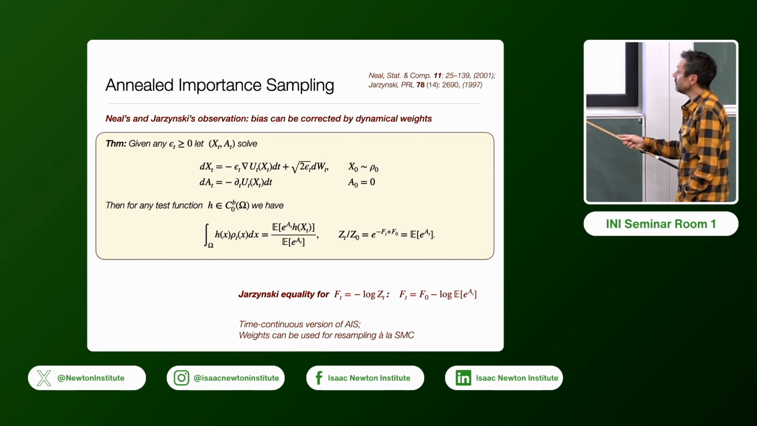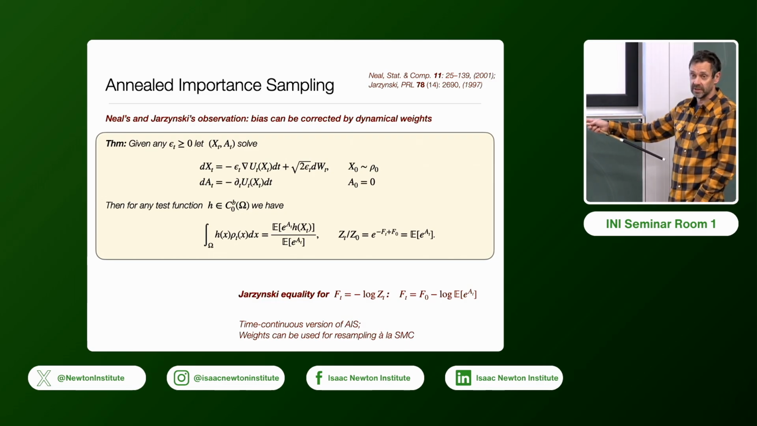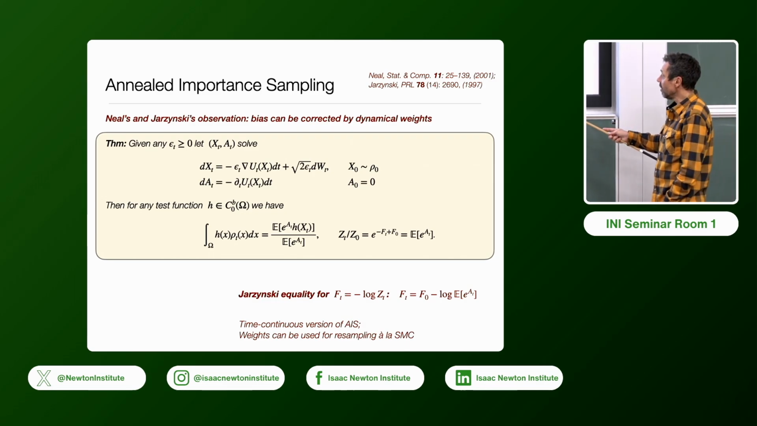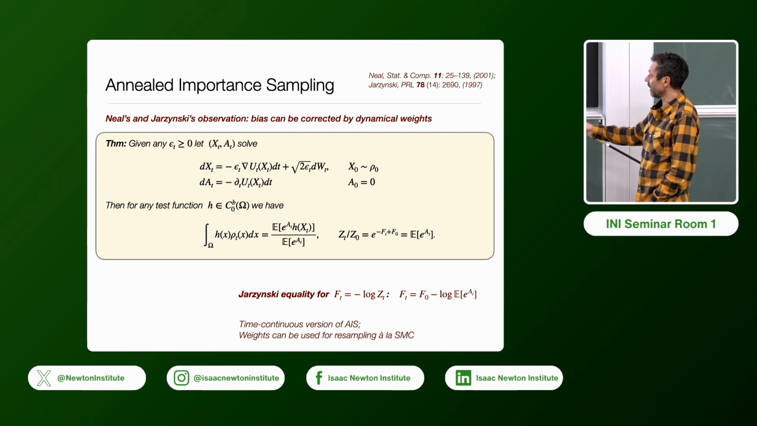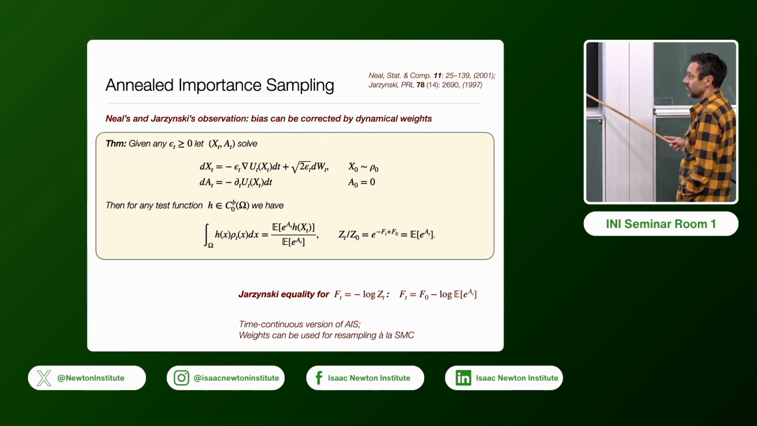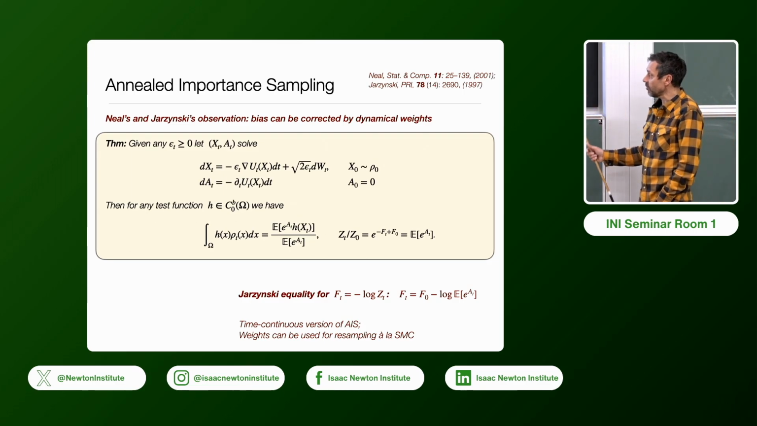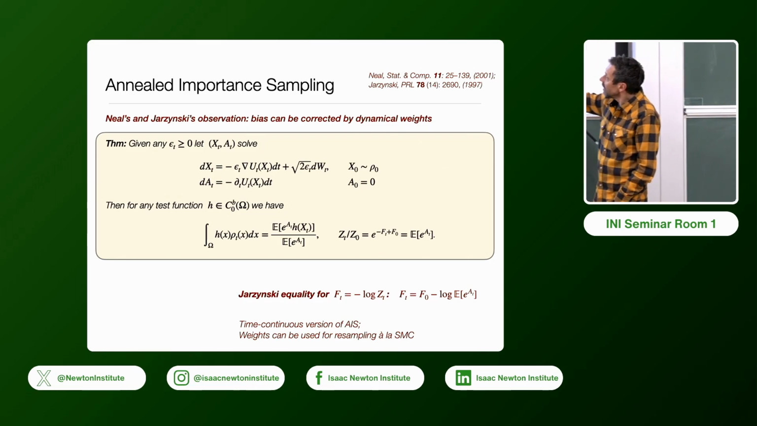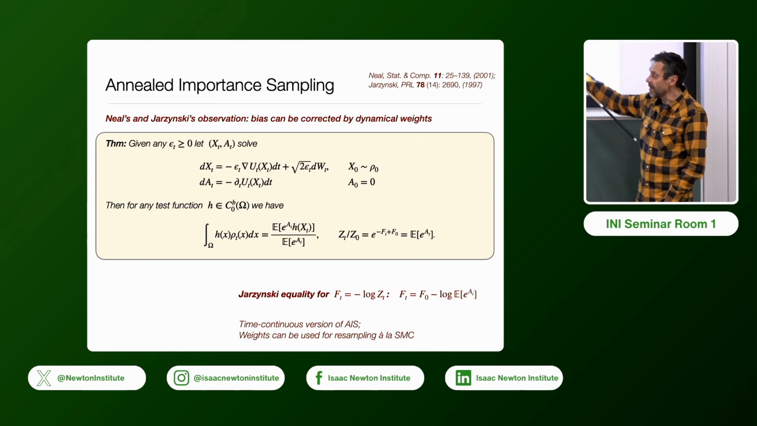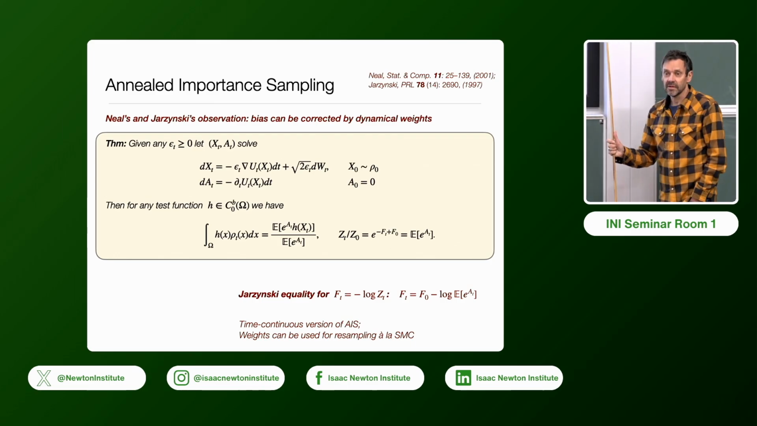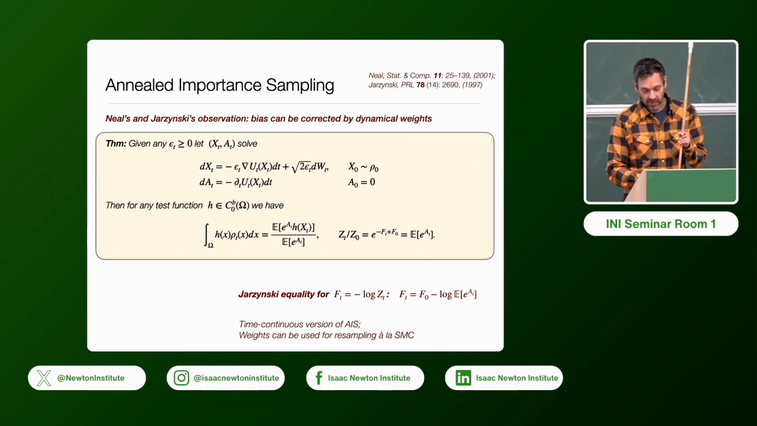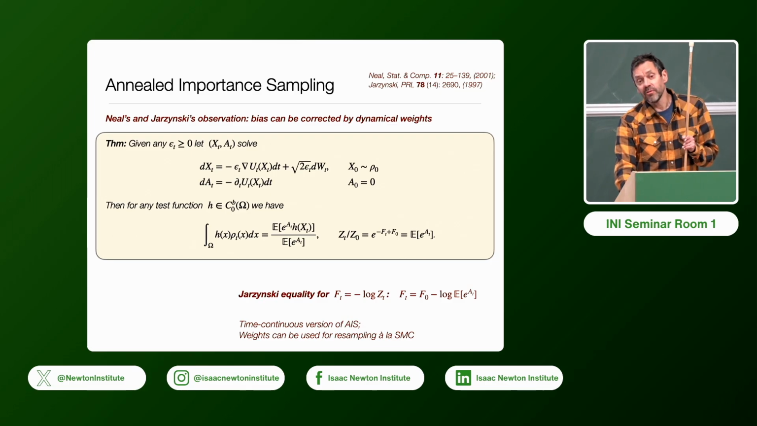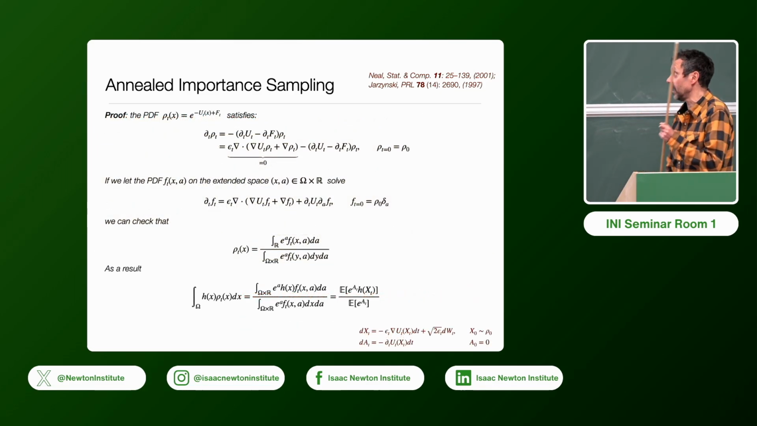And in fact, in the physics literature, this is what's called the Jarzynski equality, which is this expression for the free energy, which is minus the log of the partition function, which can be expressed in this way. And as I already said, this is a time-continuous version of IAS, and you could potentially not do this, but use the weight for resampling, and then it would give you sequential Monte Carlo. Okay, I'm going to give you a proof of this, just to emphasize the point that it's actually easy to think in continuous time.